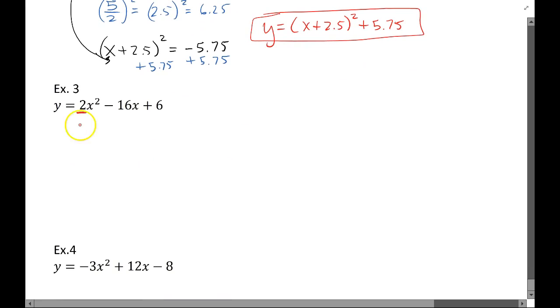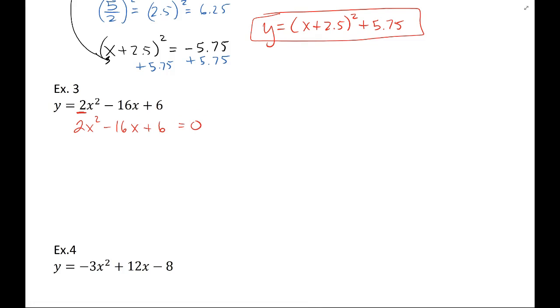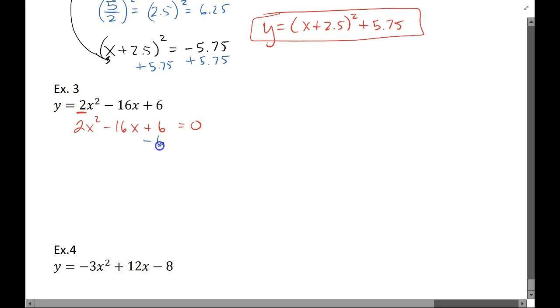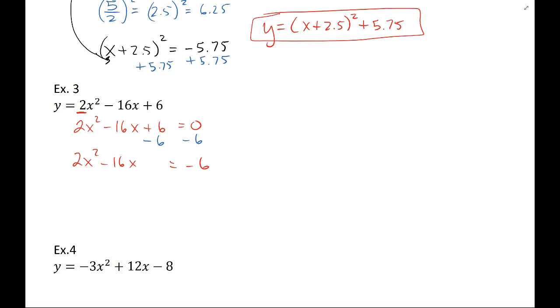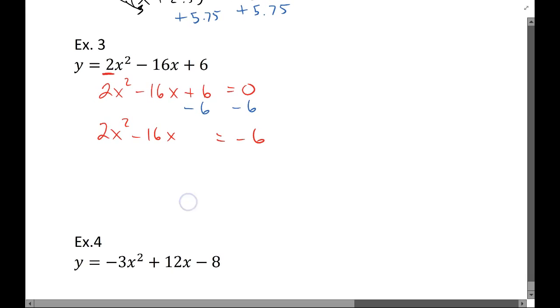But we're going to start this problem off just like the other problem. So 2x squared minus 16x plus 6 equals 0. We want to get rid of our 6, so we subtract 6 from both sides. And that gives us 2x squared minus 16x equals negative 6. Now, let's go back to just our basic factoring with two terms.